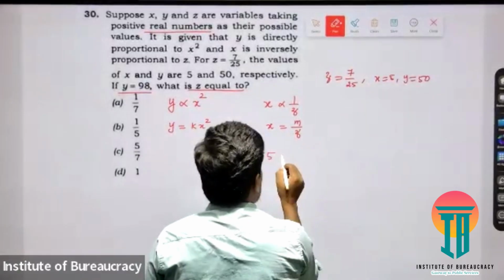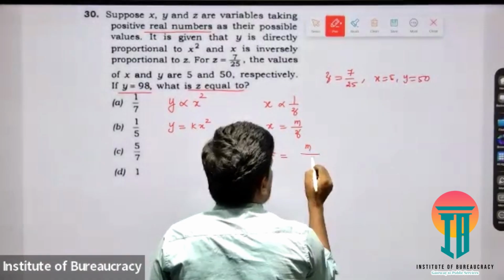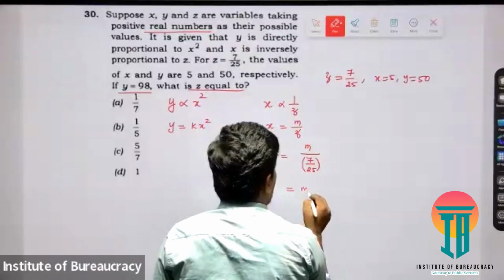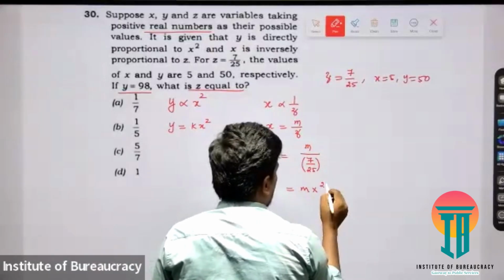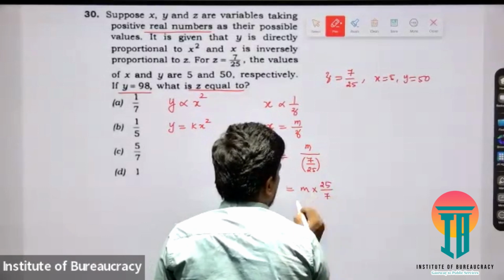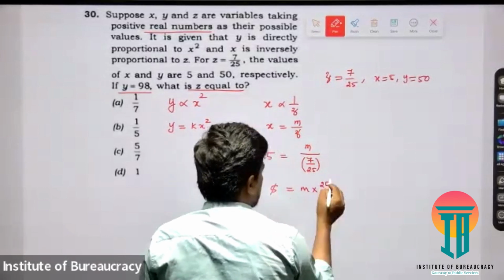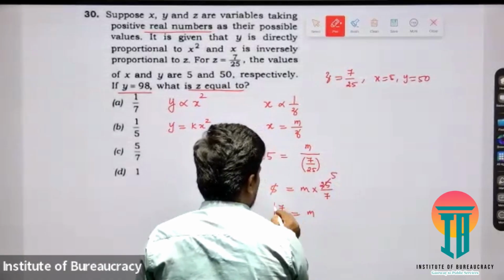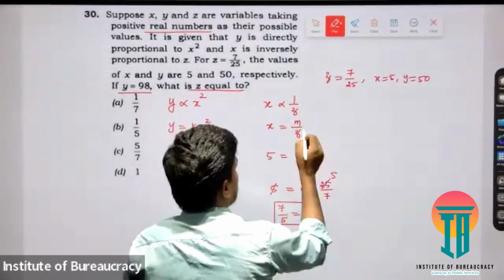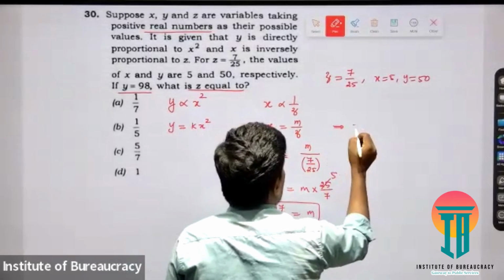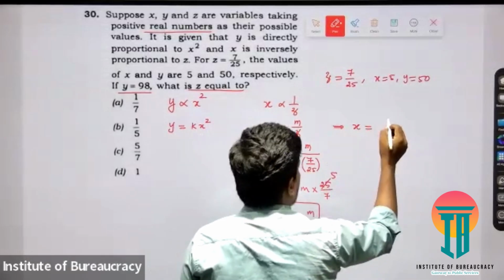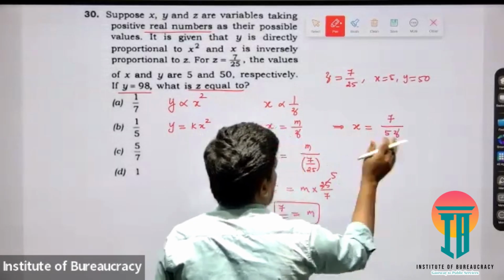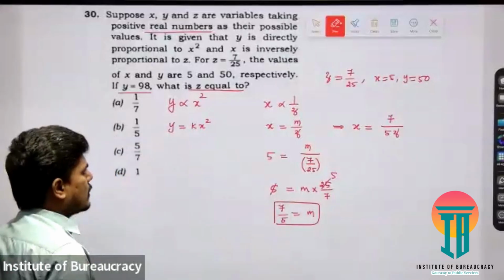So when x is 5, z is 7 by 25. That means your m value is going to be 25 by 7 into 5. This I can take as 5. Therefore, your m is going to be 7 by 5. The constant I have written here, from here I can say x is equal to 7 by 5z. That's how x and z are related.